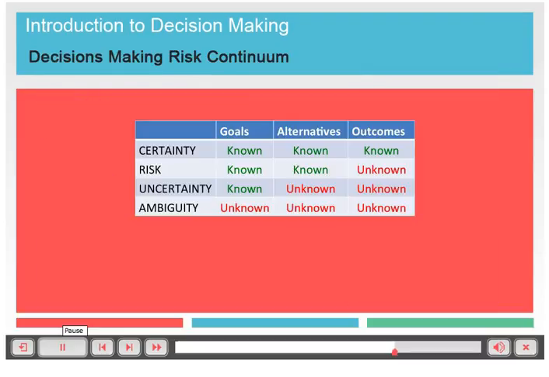The decision-making risk continuum is a great illustration of how we go from certainty, where everything seems to be known, we know the goals, we know the alternatives, we know the outcomes, and from that we can make a very easy programmed decision, very much like the rational economic model that we talked about a few slides ago.